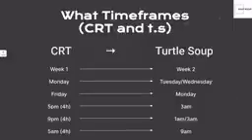So, let's align your CRTs with the turtle soups. The CRT range will form on week 1 of the month, and the turtle soup will occur on week 2. CRT range will form on Monday, and the turtle soup will form on Tuesday or Wednesday. Why or Wednesday? Because Tuesday can be an inside bar. Wednesday can be the turtle soup. High probability CRT. Let's say the CRT forms on Friday. The turtle soup will occur on Monday.